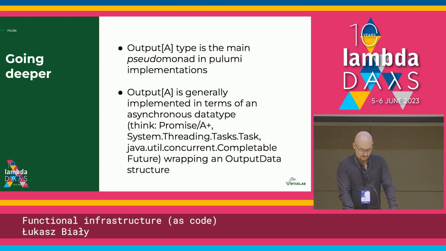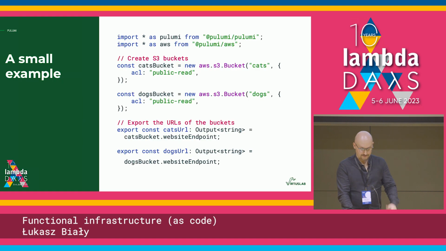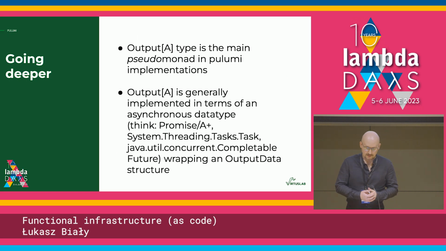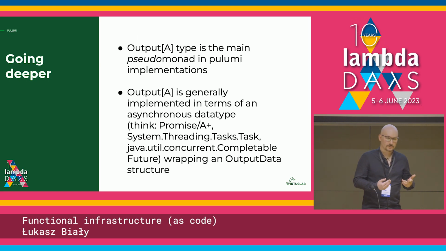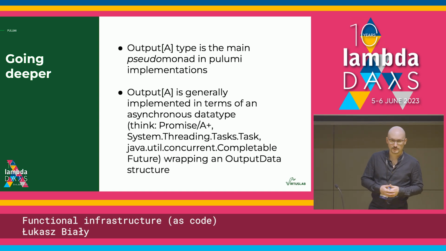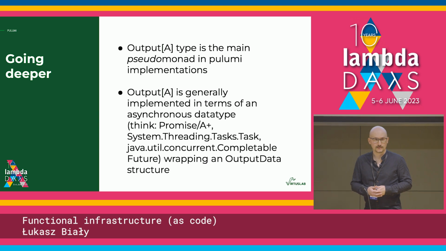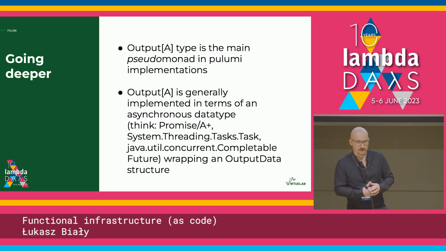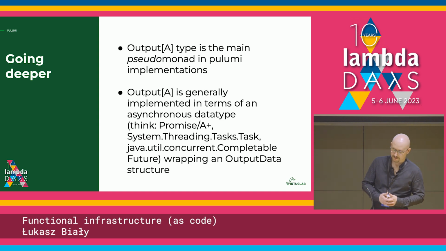So let's analyze this a bit, because we have this slide where we have outputs, and let's go into outputs, because outputs are, from our perspective right now, the most important thing here. What is an output? An output is the main pseudomonad. I'm not sure if there is any CT specialist here, but I don't think that pseudomonad is a practical term in CT. But it's a monad that is not really conforming to the laws of a monad.